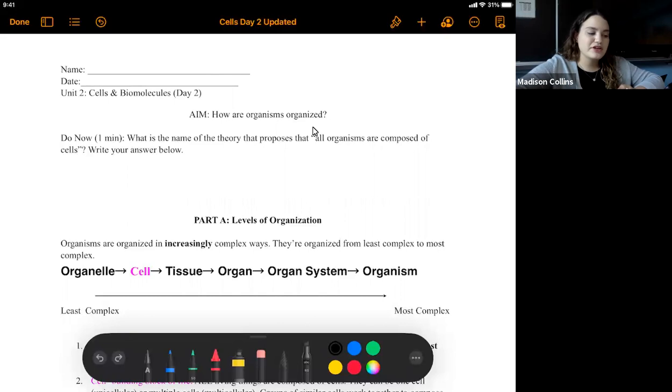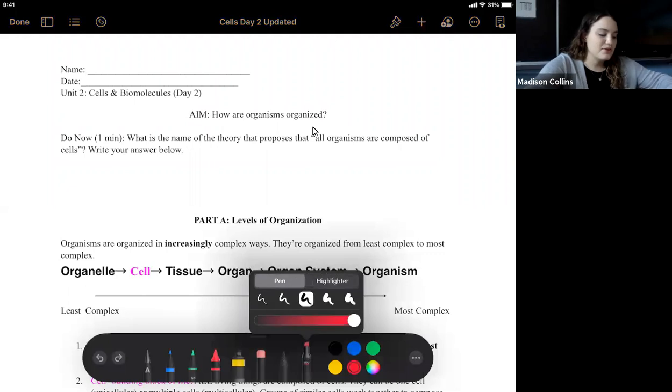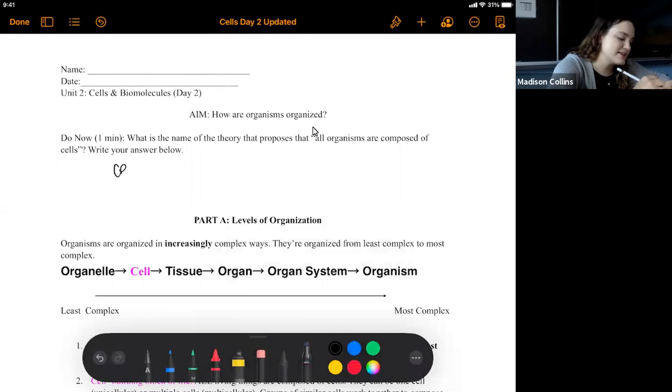What is the name of the theory that proposes that all organisms are composed of cells? So write your answer below. Go ahead and pause this video and then press play when you're ready to review. So the theory that you should have written down is called the cell theory.